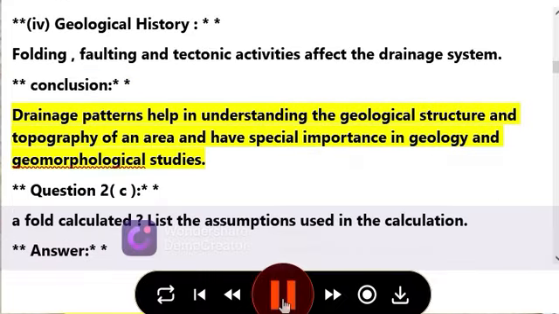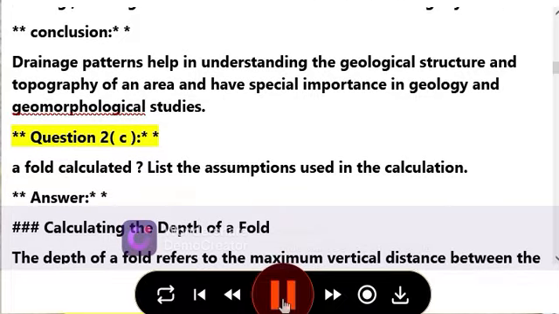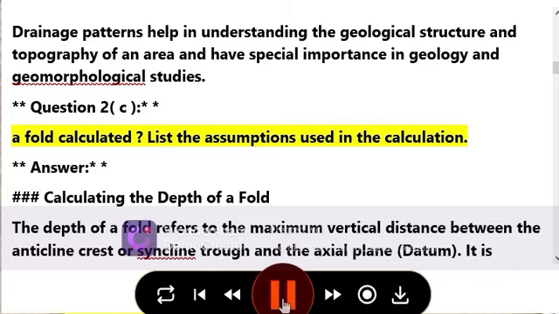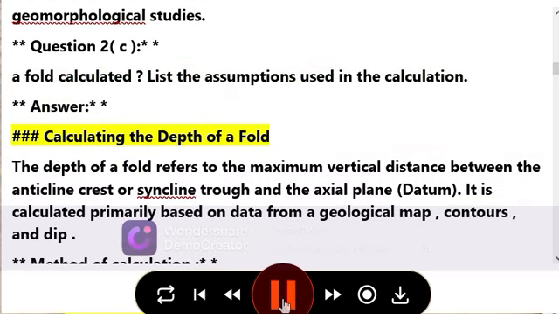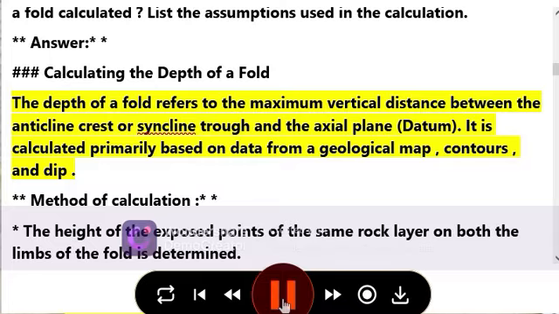Conclusion. Drainage patterns help in understanding the geological structure and topography of an area and have special importance in geology and geomorphological studies. Question 2. C. How is the depth of a fold calculated? List the assumptions used in the calculation. Answer. Calculating the depth of a fold.